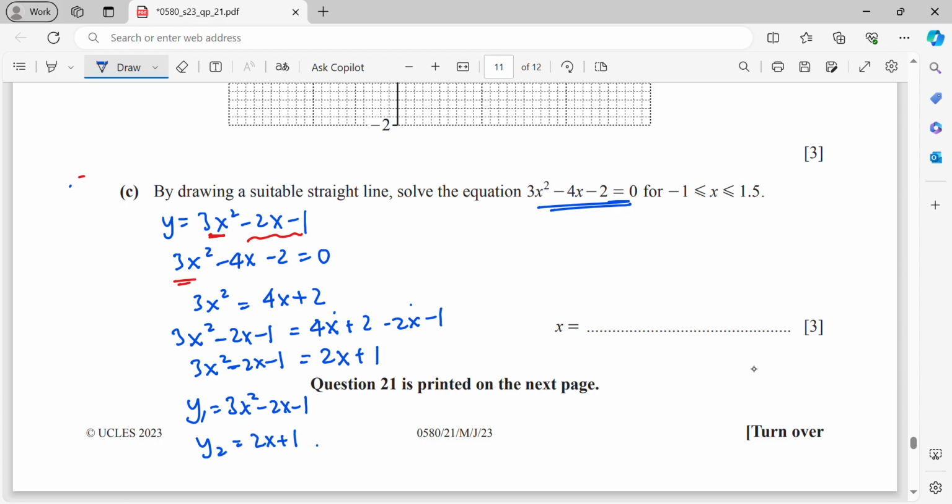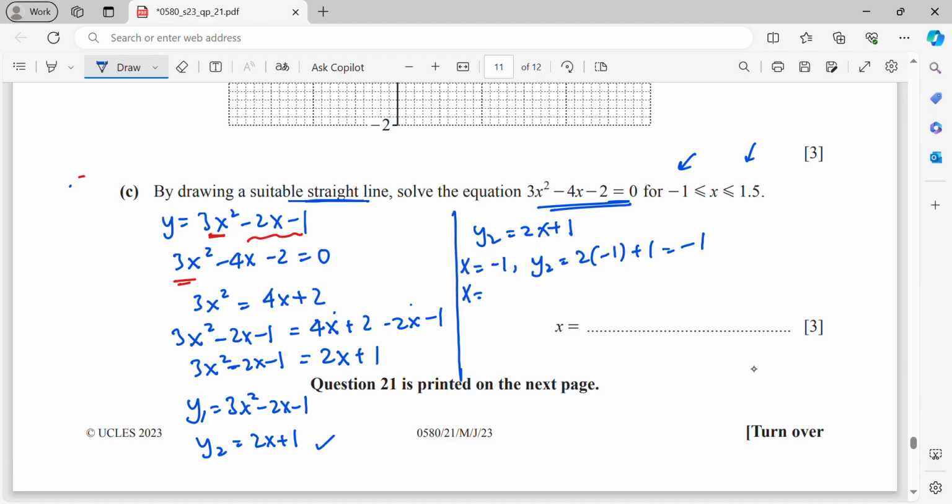Okay, so now I need to sketch this straight line. That's why it's mentioned here, suitable straight line. So when y2 equals 2x plus 1, look at the x values here. Just replace both x. Your x is minus 1, then the y2 is 2 times minus 1 plus 1, that is minus 1. And then when the x is 1.5, your y2 is 2 times 1.5 plus 1, that is 4. So here I get 2 points, with coordinates minus 1, minus 1, and another one is 1.5 and 4.